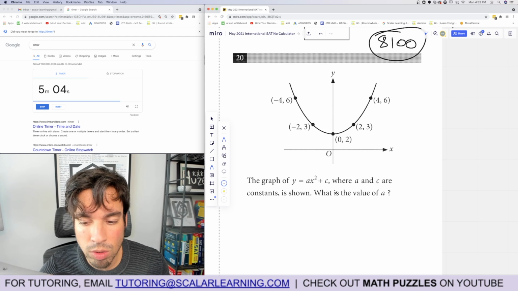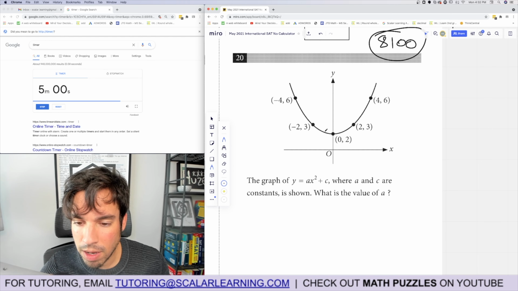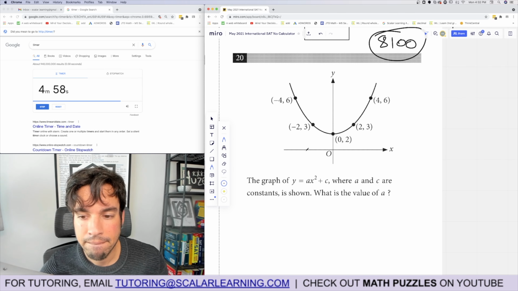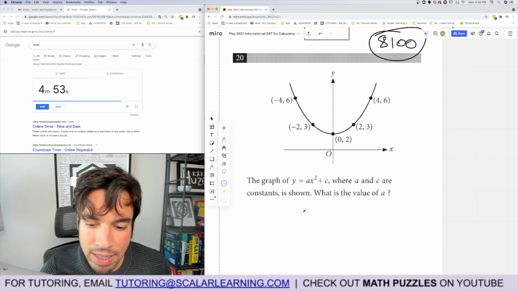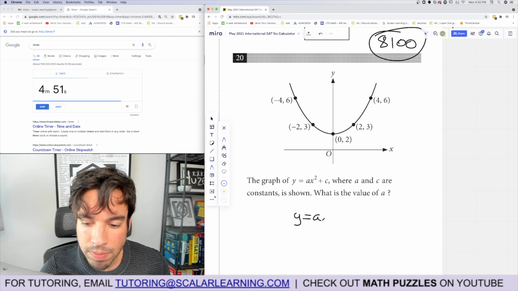Number 20, the graph of y equals blah, blah, blah, where a and c are constants, is shown. And we got 5 minutes, so we're golden. What's the value of a? Okay, first of all, c is 2, because if I plug in 0, I get 2.